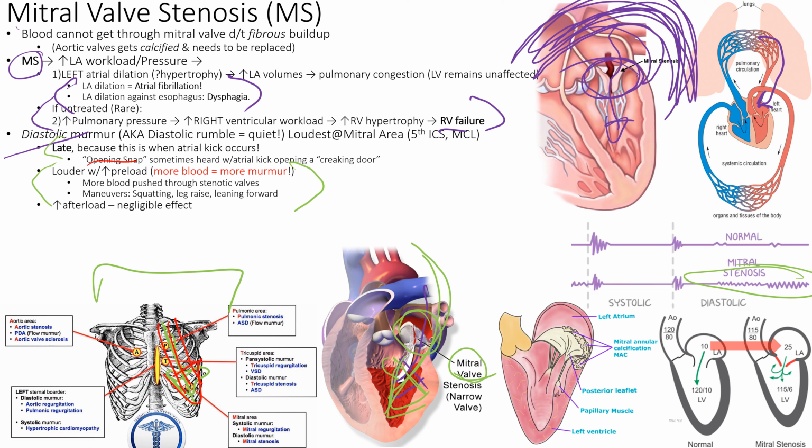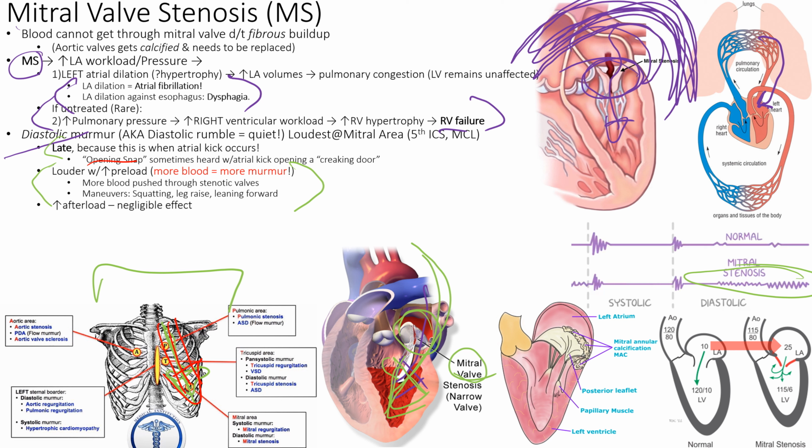Okay. There sometimes is an opening snap that can be appreciated. Sometimes that happens. That's when it's very, very stenotic, and then it opens up, and you can hear that opening snap. But really, it's going to be diastolic. You're going to hear more of that murmur with more blood going through. And there are maneuvers you can do to do that. You can have them squat, and you're going to hear it better, right?